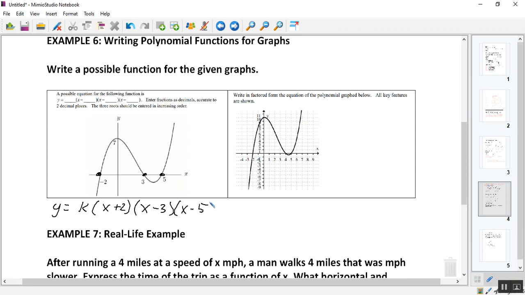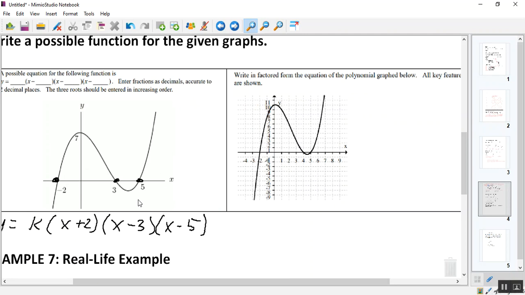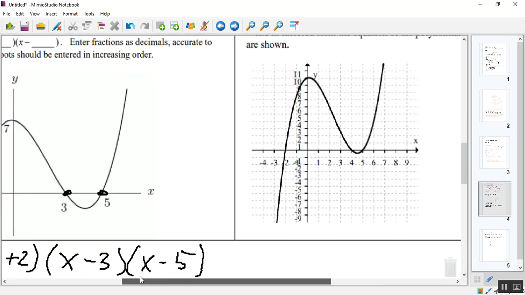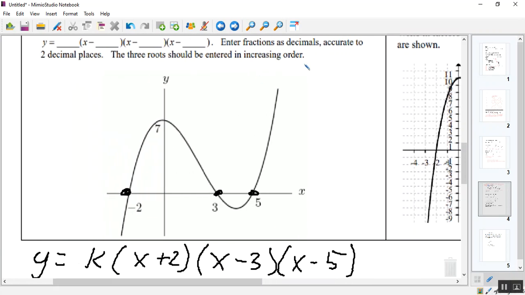Now the real kicker in this is the following. I plotted points that are where, kids? On the x-axis, right? So I'm going to try and zoom this up to be able to even read what I have over there. Okay, up there it says y equals blah, blah, blah. Enter fractions as what? Accurate to 2 places. The 3 roots should be entered in increasing order.